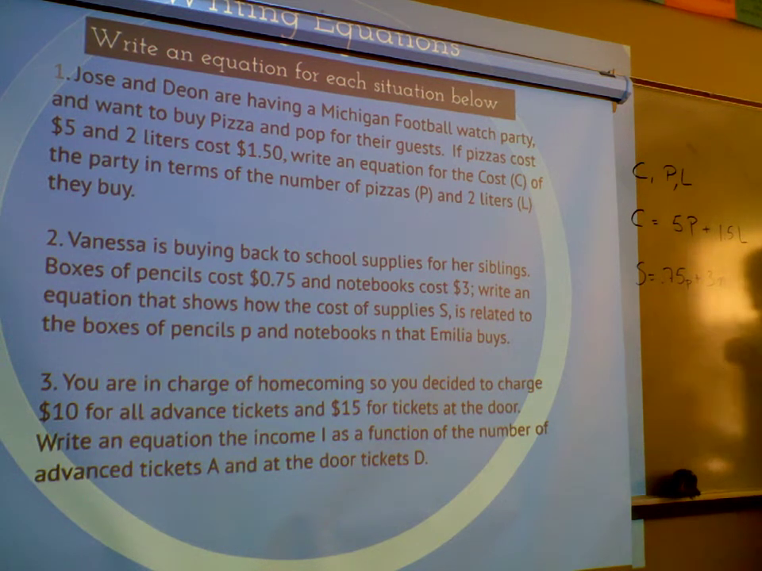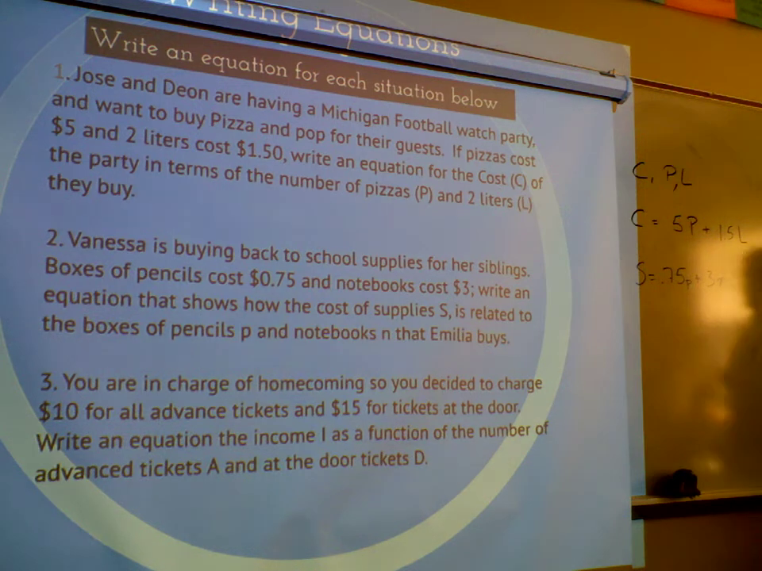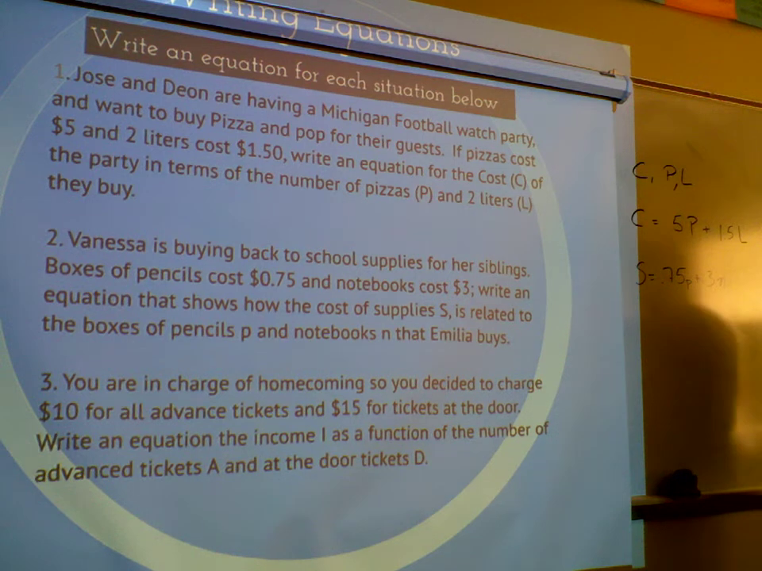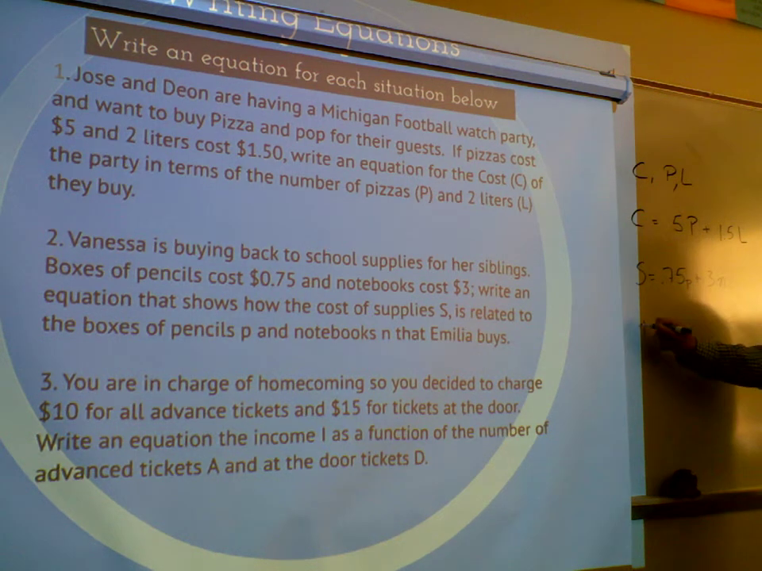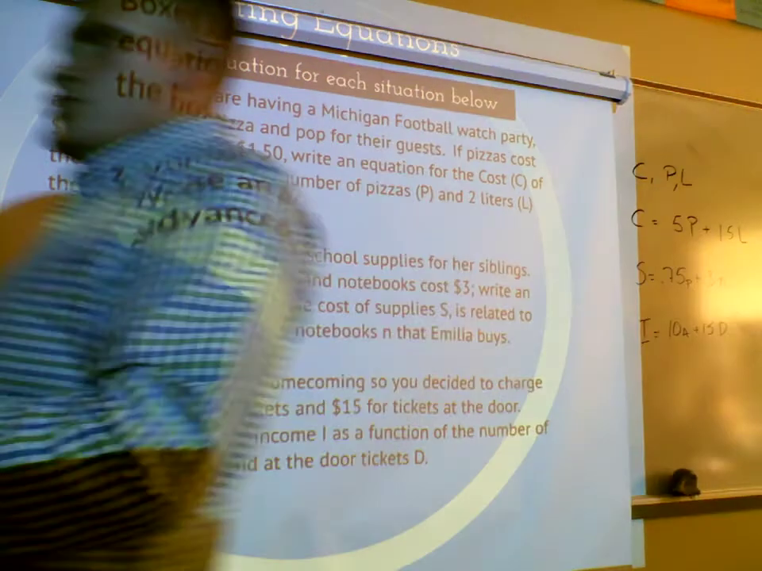Okay, last one. You're in charge of homecoming, so you decide to charge $10 for all advance tickets and $15 for tickets at the door. Write an equation for the income as a function of the number of advance tickets A and the door tickets D. So, what does it look like? Maddie? I equals 10A plus 15D. Yes, sorry for interrupting, Andrea. Does that make sense, guys? Nice job, Maddie. Any questions?